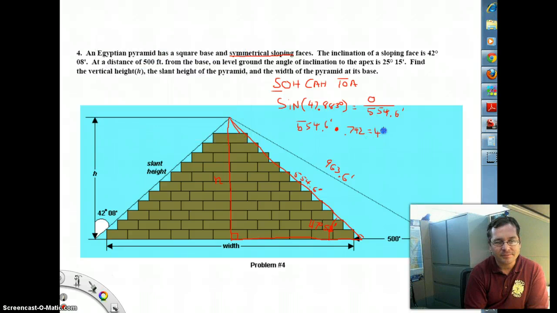Seems reasonable. Now, of course, if you got a number like 4,000 feet or a number like 4 feet, you would question the validity of your calculation, but this seems reasonable.